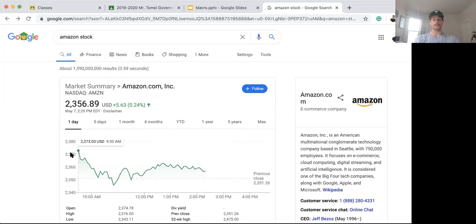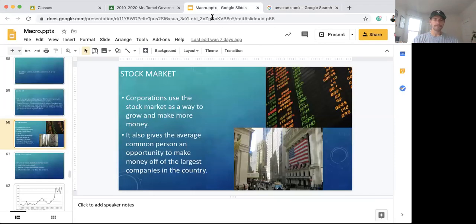It opened the day up at $2,373. It went down before its previous close, where it finished the day before. And it's kind of gone up, down, up, down. And it's a bidding war. You know, it's all just like legalized gambling. It's like, how do I think this company is going to do in the future? And so people around the world are buying, selling, buying, selling, buying, selling. It's all very fast paced.